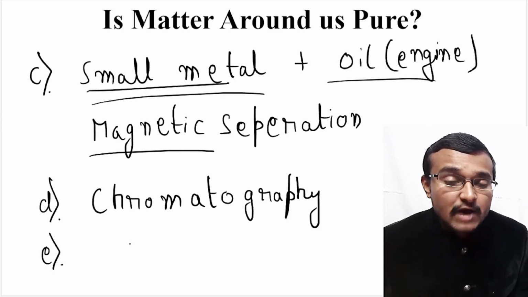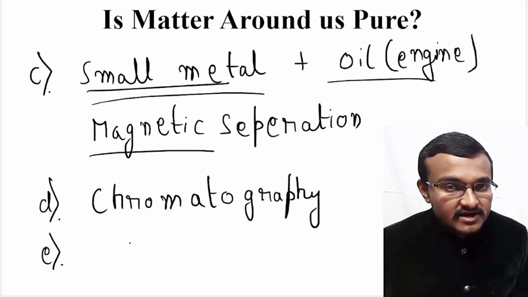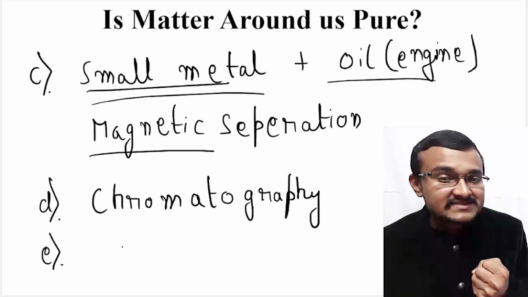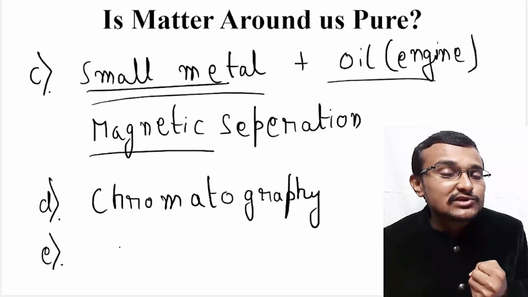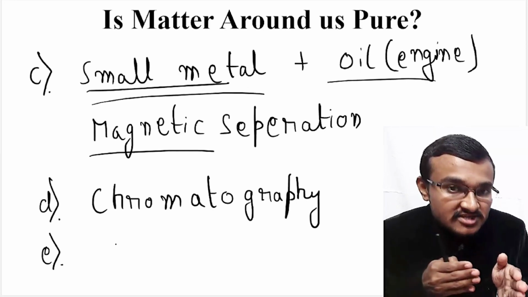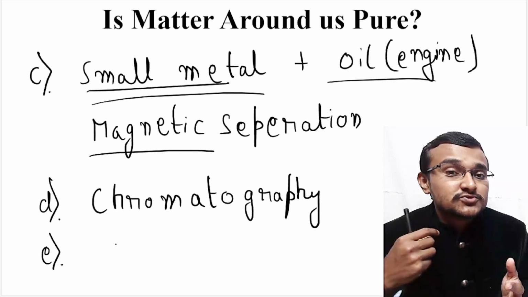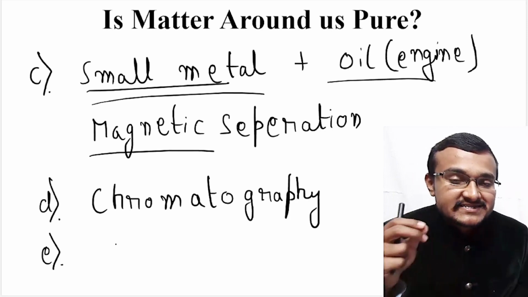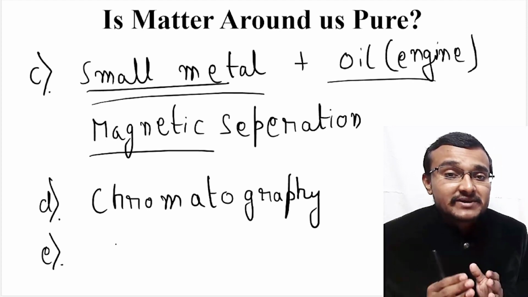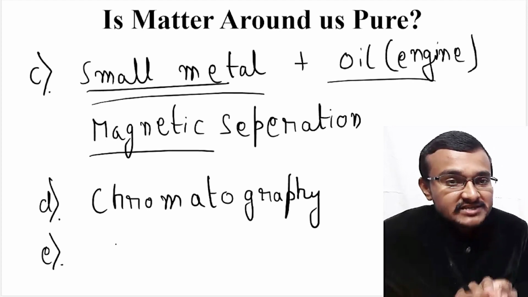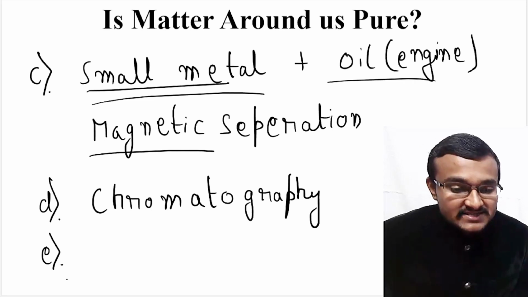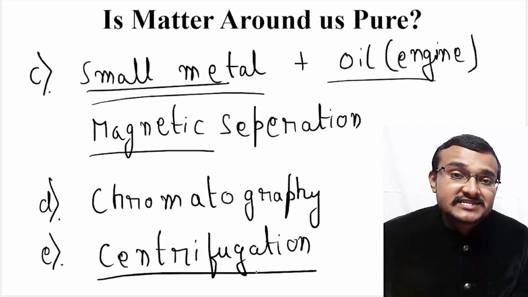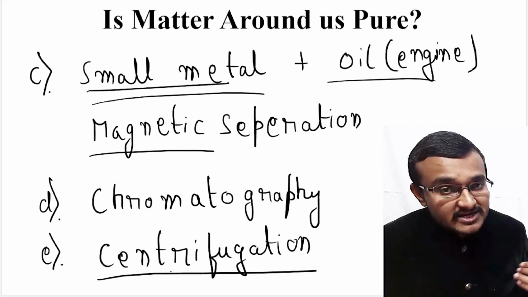Coming to the E question, how will you separate butter from curd? Butter is a heavy fat which is present inside the curd. How will you separate this? When you churn the curd, or use centrifugation, some centrifugal force, because of that centrifugation method you will separate butter, that is the heavy fat present in the curd. So the answer here is centrifugation of curd. By using centrifugation, you can separate butter from curd.